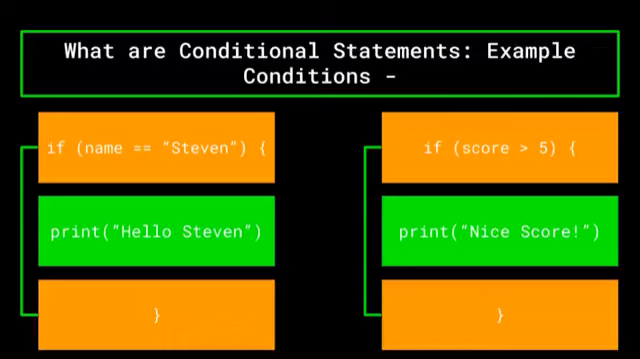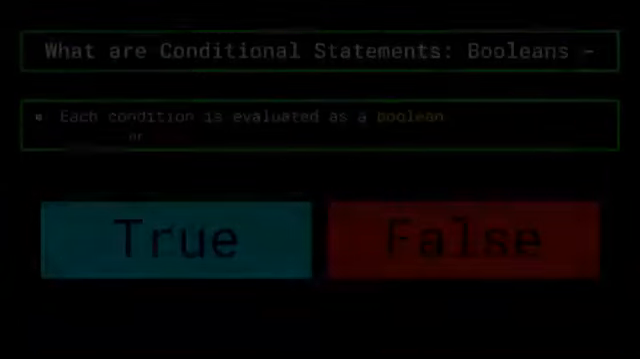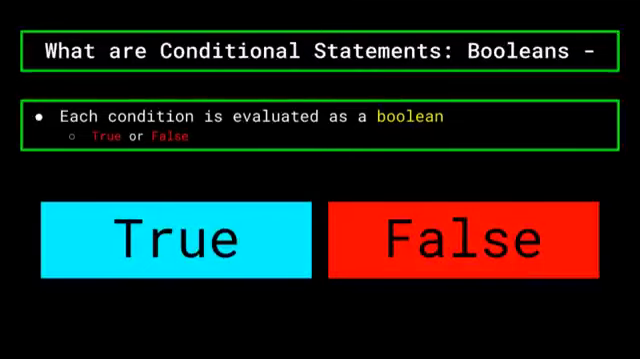Now, the condition within the parentheses can take on thousands of different forms, such as if the value of the string variable name is equal to Stephen, or if the player's score, stored in an int variable, is greater than 5. The list goes on and on. Each of these statements is evaluated as a Boolean, which you will remember from when we talked about variables, is either true or false. If the Boolean is true, we run the code inside the curly braces. If it's not, we pretend everything inside the curly braces never existed and move on with our code.